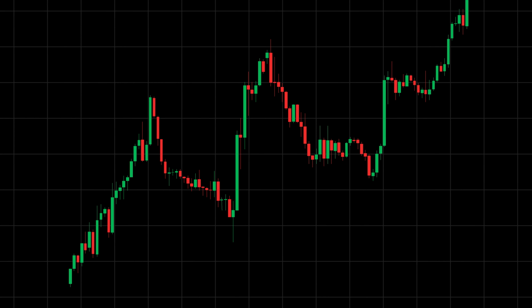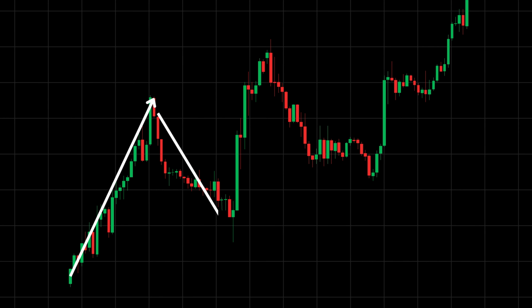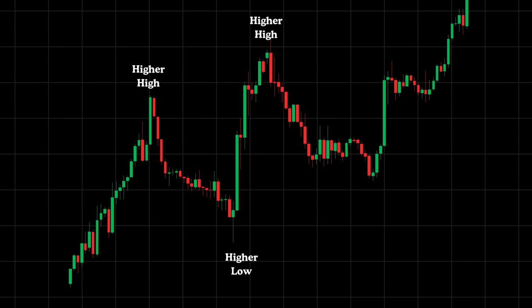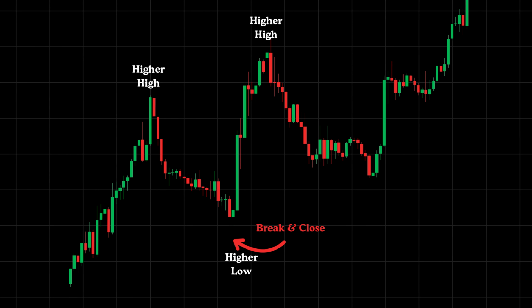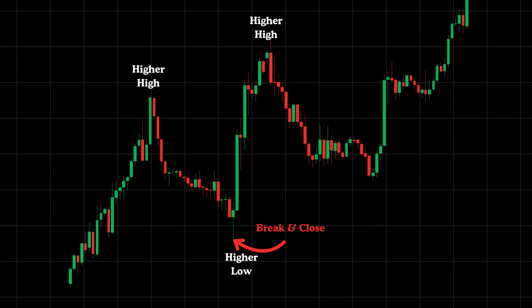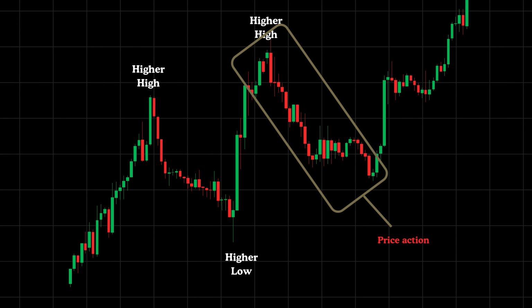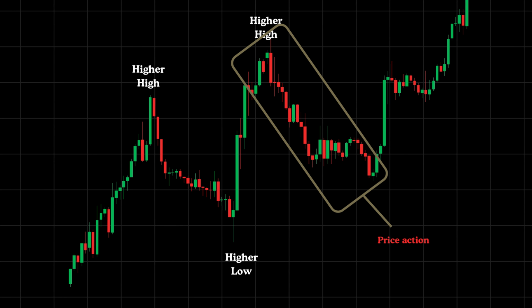Here, we can clearly identify a moving uptrend, and we spot our higher highs and higher lows. So now, we know that as long as we don't get a break and close below this higher low, we can confirm that we're still in an uptrend. After establishing that, we observe the price action closely for possible long opportunities.